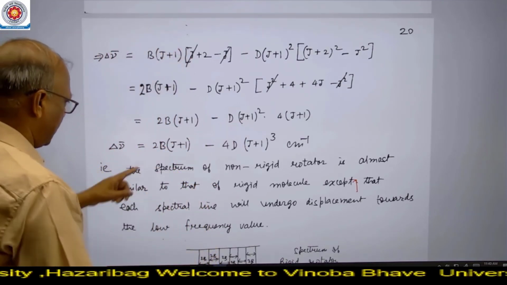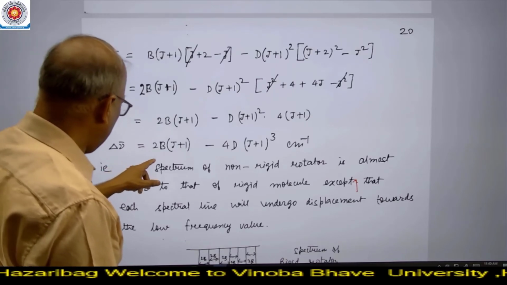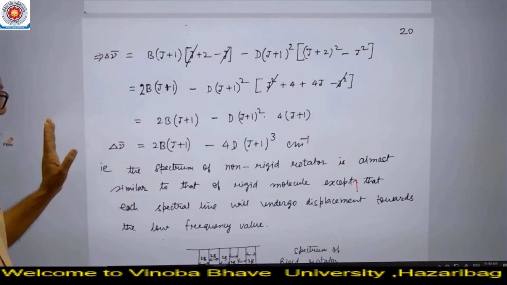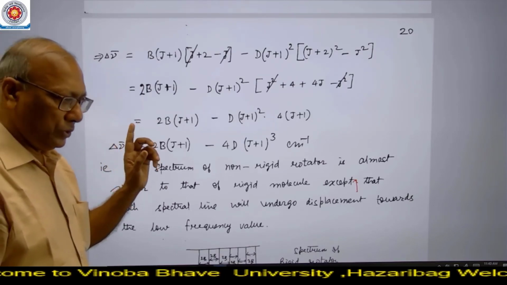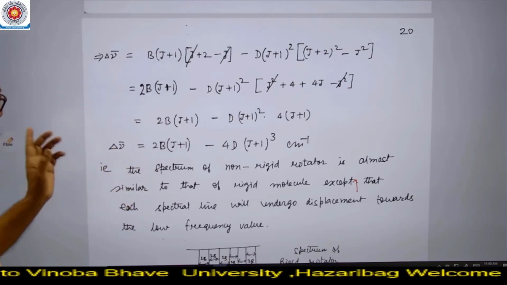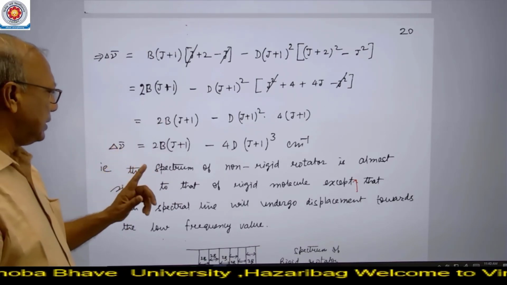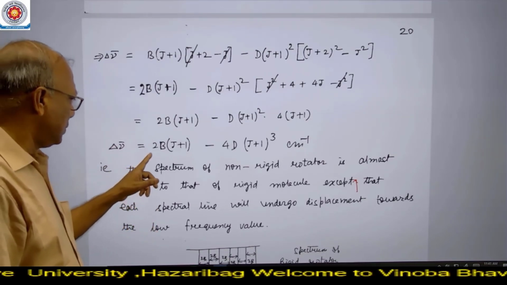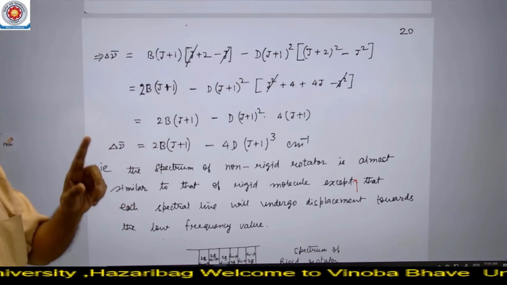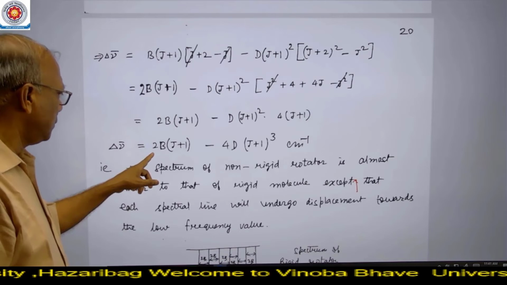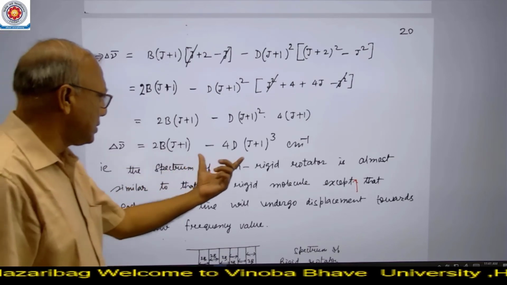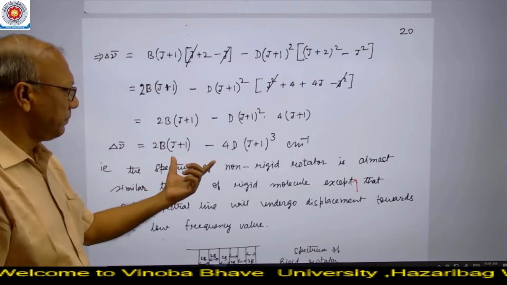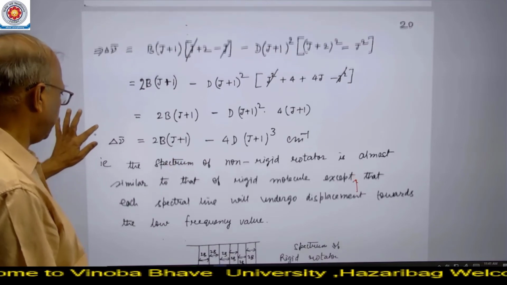In the final expression the value is 2B into J plus 1, which is just similar to the previous one. We calculated in previous lectures that in the case of a rigid rotator, when a transition takes place from energy level J to energy level J plus 1, the value is 2B into J plus 1. So this is the only extra term when we calculate the expression for the non-rigid rotator.